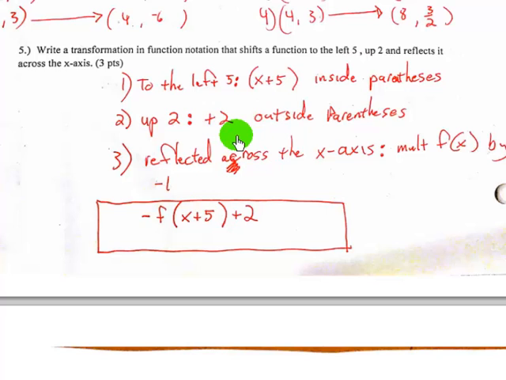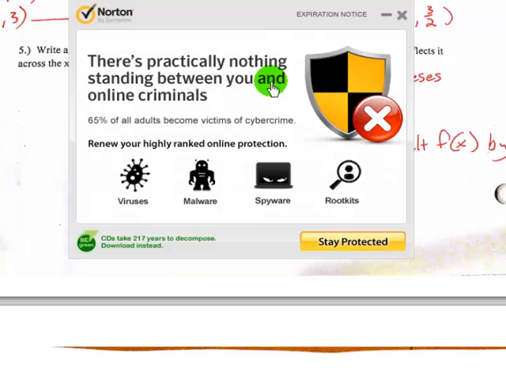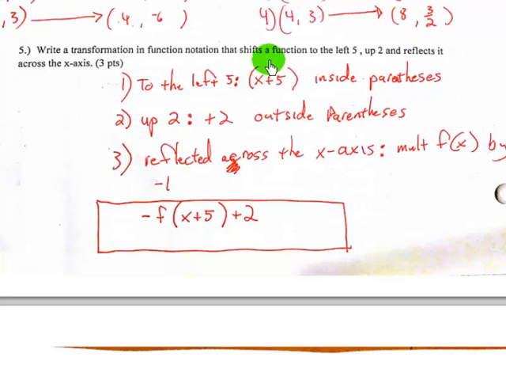So it says, write a transformation in function notation that shifts a function to the left 5. If you're going to the left 5, you add 5 inside the parentheses to x, so you get x plus 5 inside the parentheses. Up 2, you're going to add 2 outside the parentheses. Reflected across the x-axis, you're going to multiply f of x by negative 1. So you get negative 1 times, or the opposite of, f of x plus 5 inside the parentheses, plus 2 outside the parentheses.